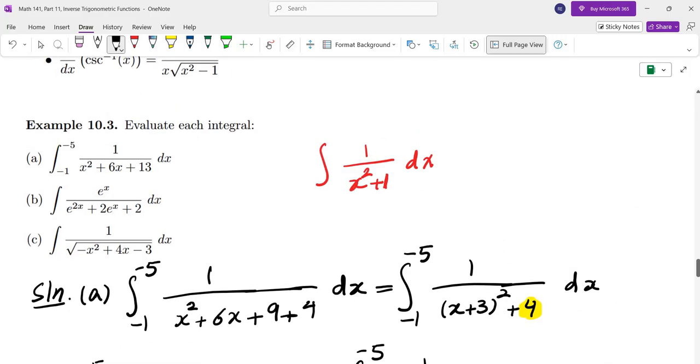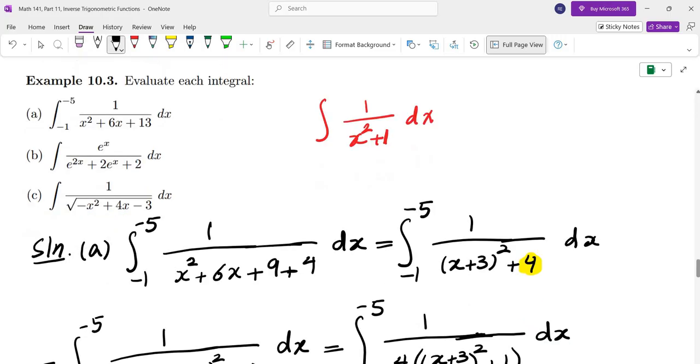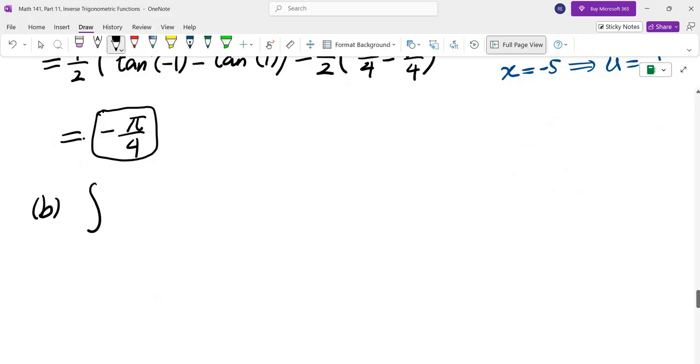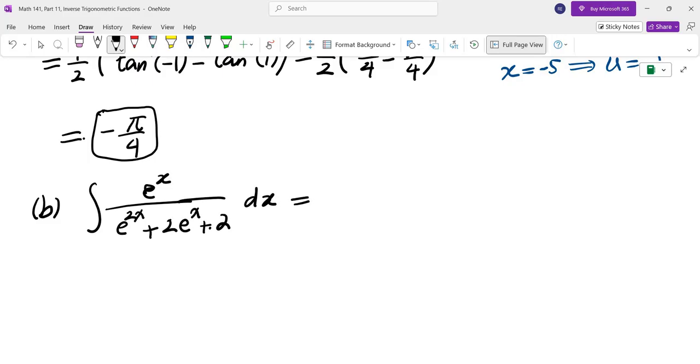The next part is somewhat similar because we have some sort of a quadratic here. This is something squared, and this is kind of a linear term. Again, it's not linear, but there is an exponential squared, and the other one is just exponential. So we can complete this square again to see what we get. So we have the integral of e to the x over e to the 2x plus 2e to the x plus 2. I'm just copying the problem for now. We are going to complete this square.